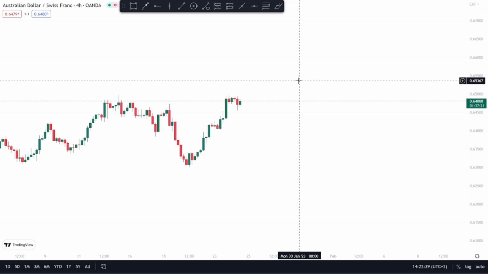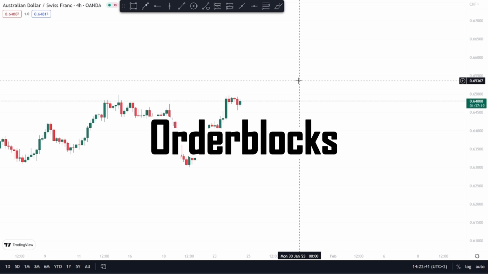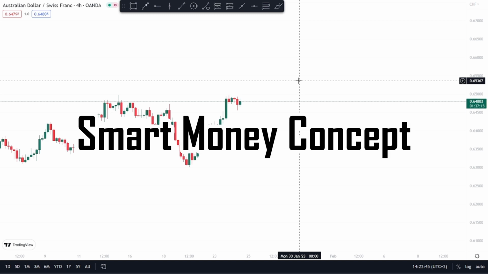Today I'm going to be showing you guys how to correctly identify order blocks within the market and how to grow a small account using the smart money concept.